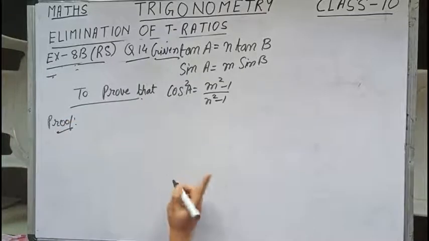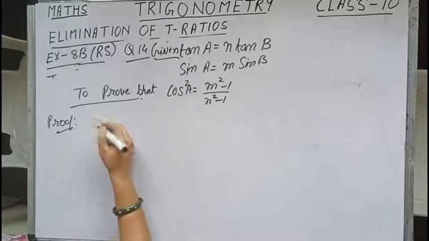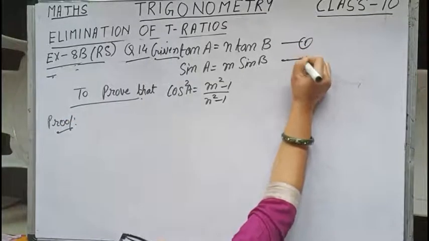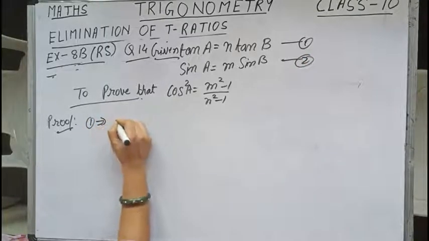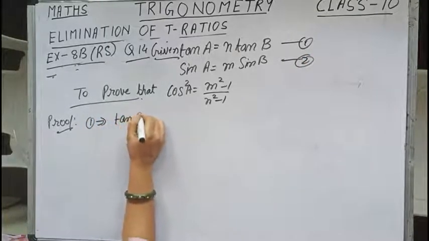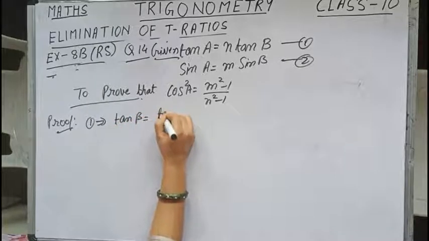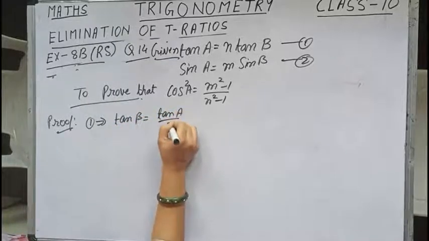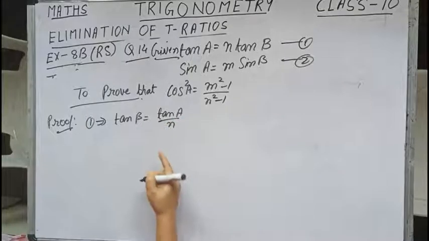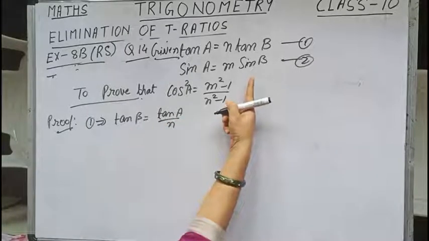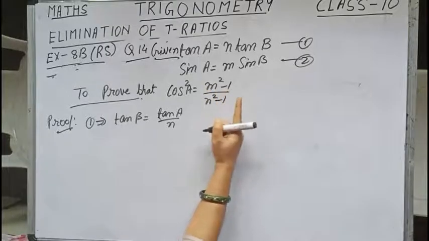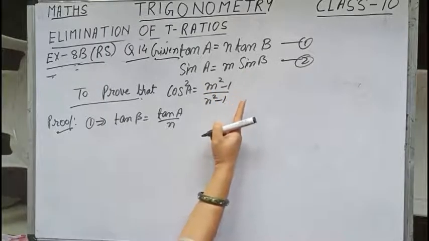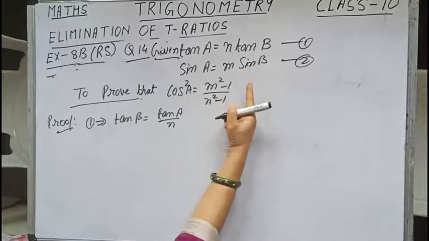Take care, we have to eliminate angle B. So I am making it equation 1, this one is equation 2. 1 implies tan B equals tan A by n. Now from here I will be getting sin B equals sin A by m. But there is no relation between tan and sin, but there is relation between cot and cosec.